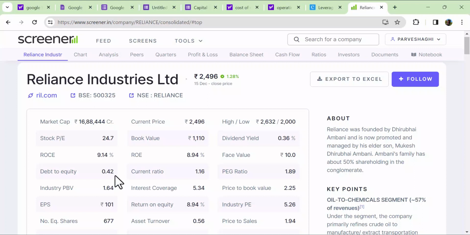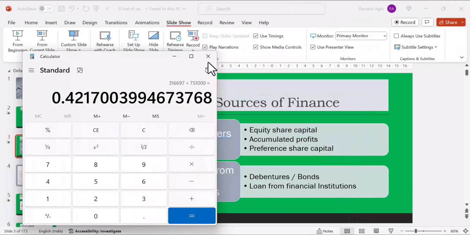Same. 0.42 is to 1. You can say that. If you say 2 is to 1, then 2 is debt, 1 is equity. So it's the same thing. Okay, fine. Is that clear? So let's get here.